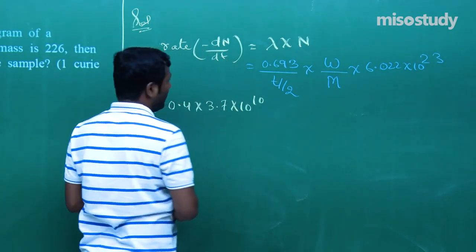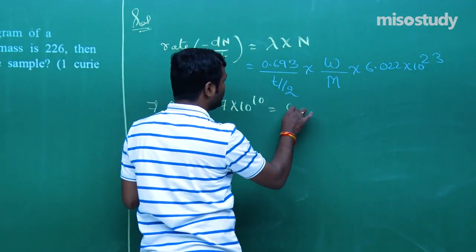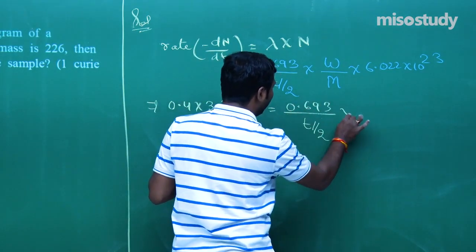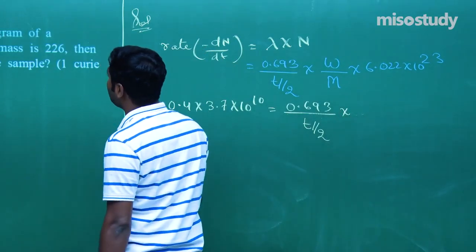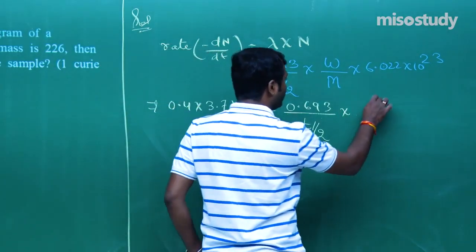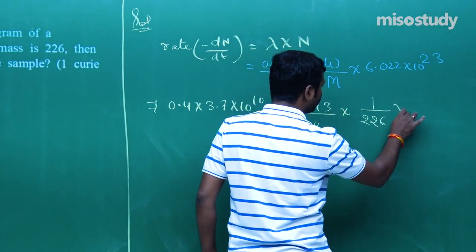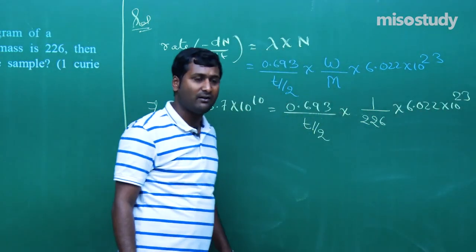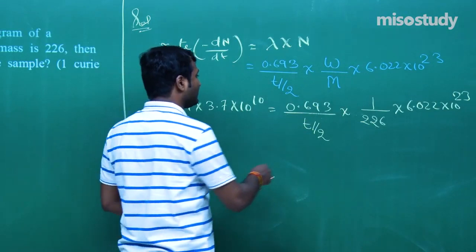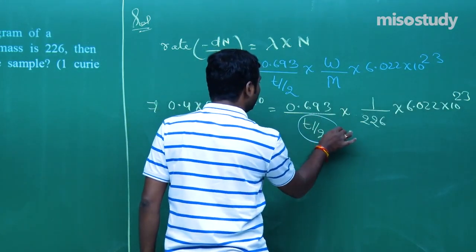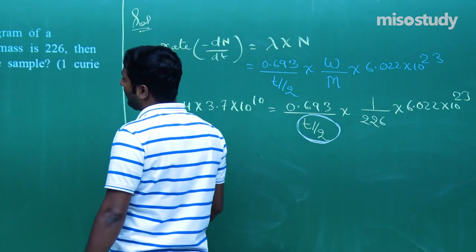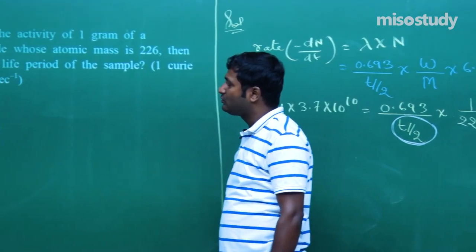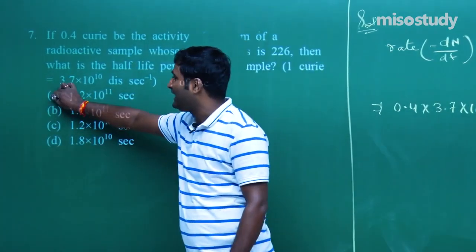Now after solving, put the value: 0.693 upon T half is equal to, with the given mass of 1 gram, so 1 upon 226 into 6.022 into 10 to the power 23. After solving we get the value of T half, which will be around 1.2 into 10 to the power 11 seconds, option A.